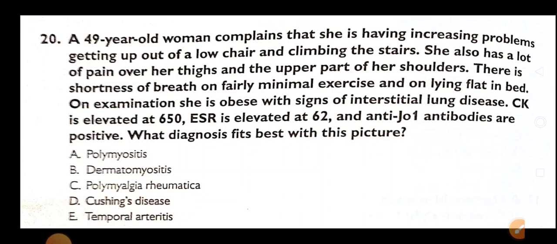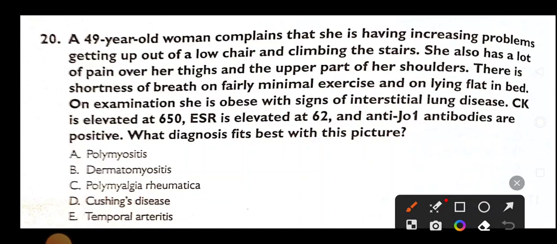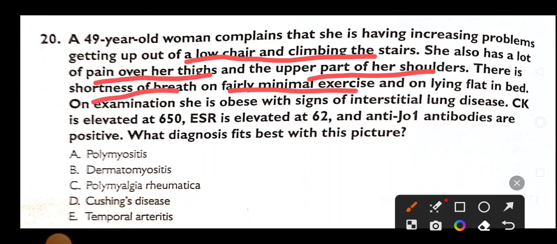Now, a 49-year-old woman complains that she is having increasing problems getting up from a low chair and climbing the stairs. She also has a lot of pain in her thighs and upper part of her shoulder. There is shortness of breath on fairly minimal exercise and on lying flat in bed.